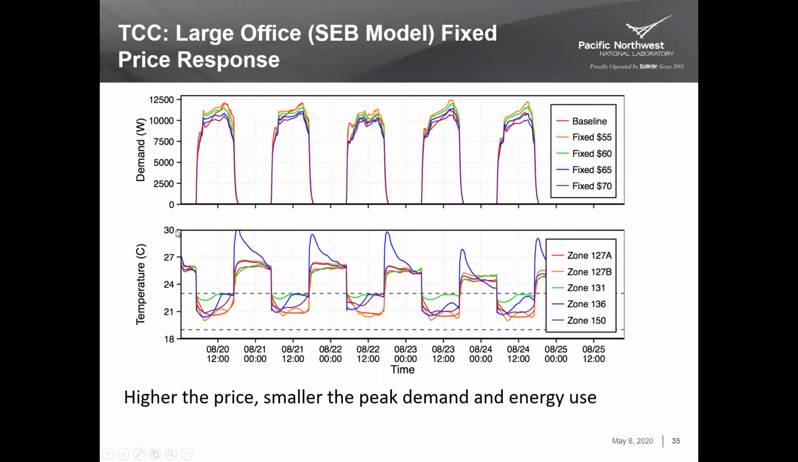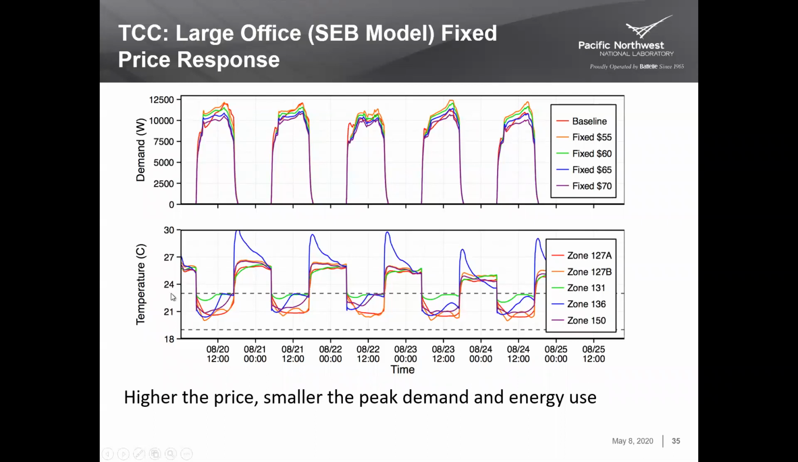So as you can see, we have the response for one of our buildings based on different pricing signals. And you can see that here, this top curve is the baseline. And as the price increases, the corresponding consumption of the building decreases, showing that basically the TCC applications at the building level are price responsive.